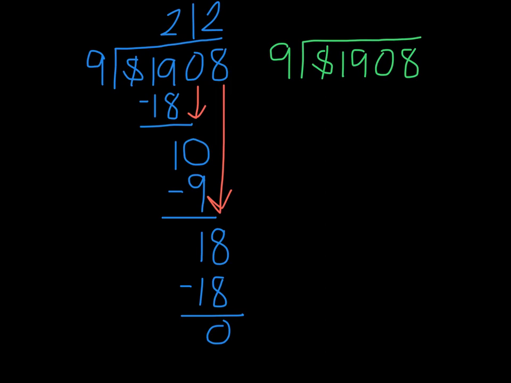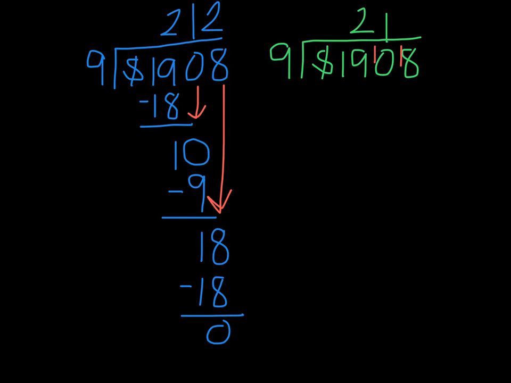9 goes into 19 2 times. 2 times 9 equals 18. In our head we say 19 minus 18 is 1 left over. We're going to carry that 1 right here. So now we have a 10 right here. So 9 goes into 10 one time. 1 times 9 is 9. So then in my head I subtract 10 minus 9 equals 1. So I carry that 1 right here.